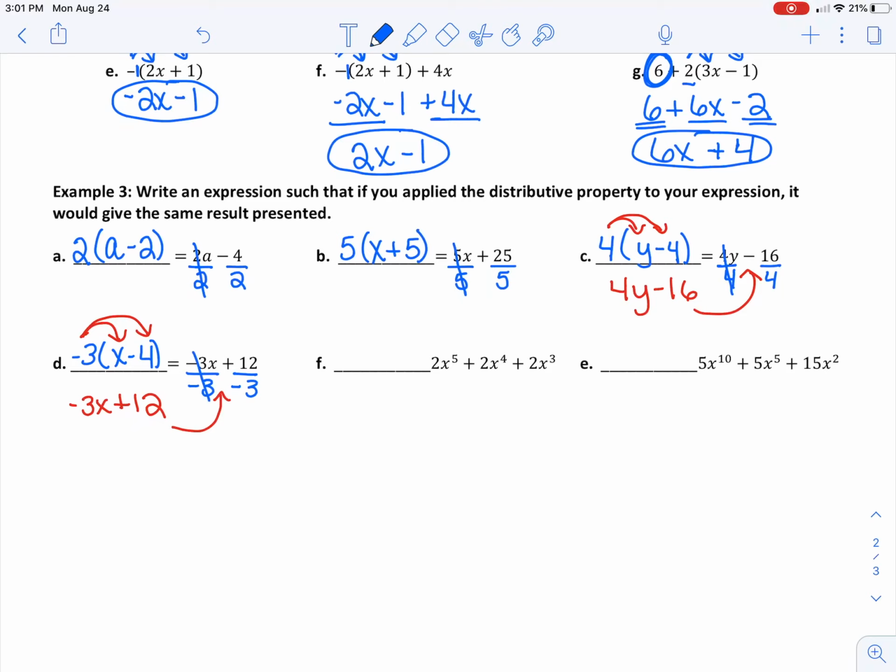Okay, with part F, this one gets a little bit trickier. So part F and part E are probably the hardest problems we're going to do today. So if you look, you have 2x to the 5th, 2x to the 4th, and 2x to the 3rd. They all have a 2 in common. So you can definitely take a 2 out. But you're actually able to take more than that out, because each of these terms has an x in it, and the lowest amount of x's that one of the terms has is x to the 3rd. So I can actually take out 2x to the 3rd.